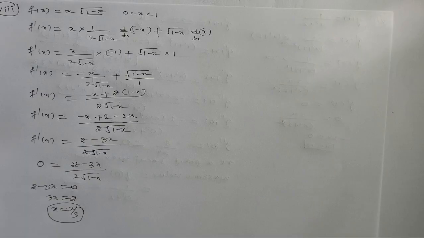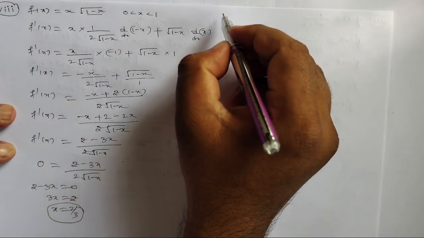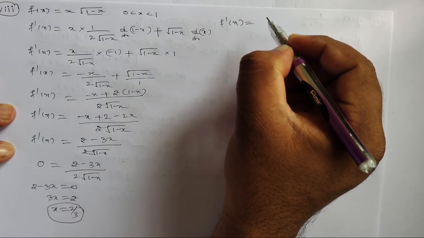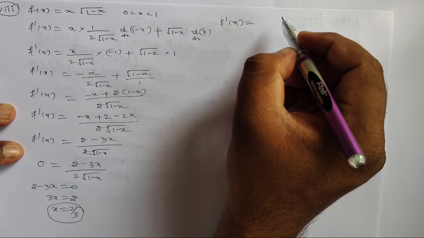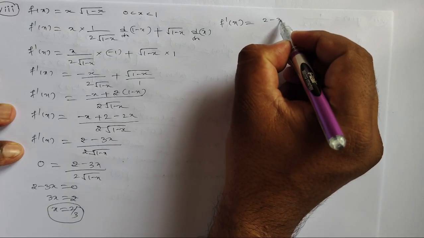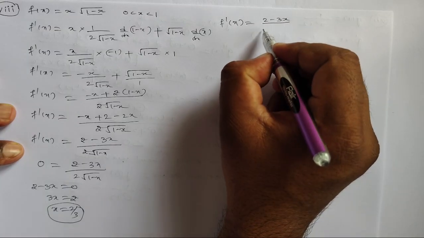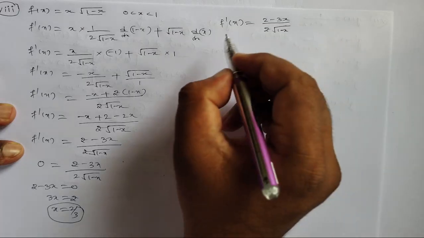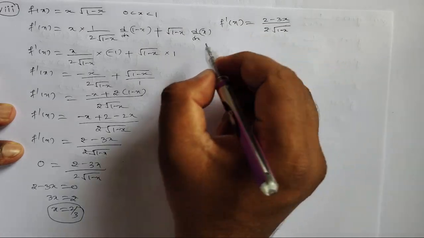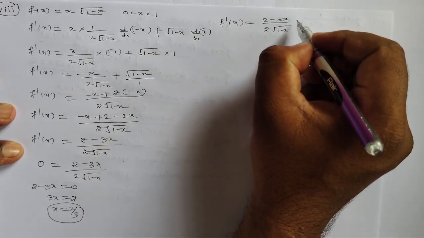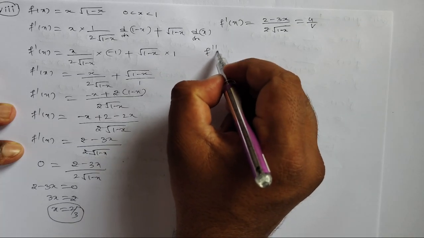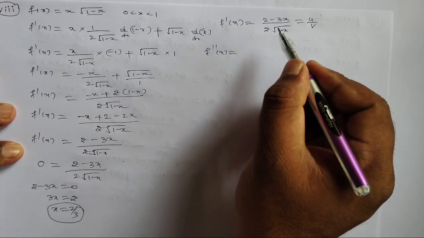So again differentiate with respect to x. Already f dash of x is 2 minus 3x divided by 2 into root 1 minus x. Clear? Right. So next, again differentiate with respect to x, using the u by v formula. So f double dash of x is equal to, let's see.